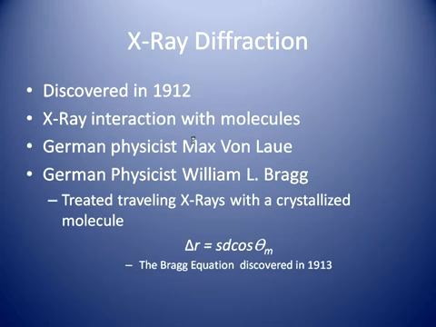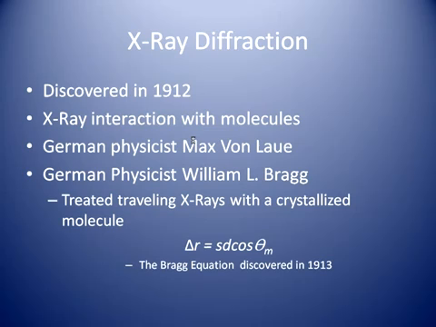X-ray diffraction is still the traveling of X radiation. However, diffraction is the X radiation's interaction with molecules as it passes through a crystallized molecule. It was discovered in 1912 by Max von Laue, the German physicist, and by German physicist William L. Bragg was the Bragg equation, which just shows you mathematically the nature of these traveling X-rays as they diffract.